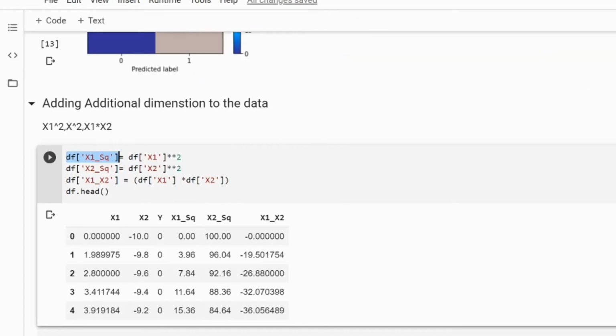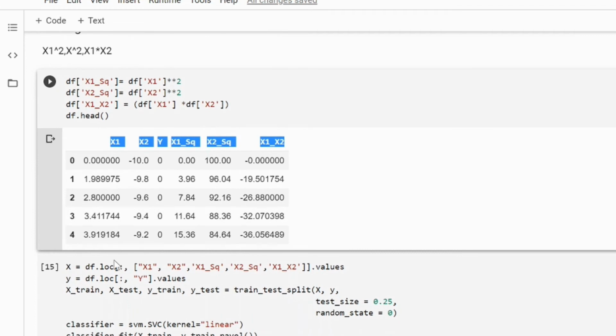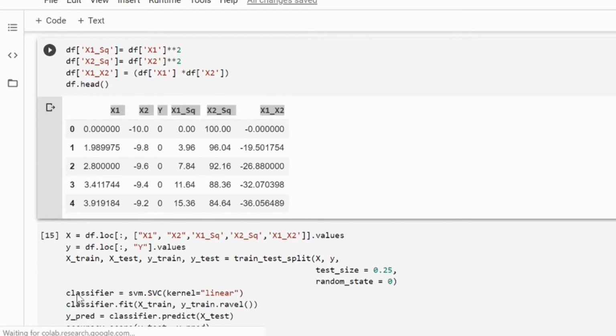If you see the code over here, I have added three more terms to our data frame. The first one is x1 square, that is nothing but the square of the first column. Then we have x2 square, then we have the multiplication of these two columns. So these three features I have added, and now as you can see, it has become a 5-dimensional data set. We have x1, x2, the squares of both the terms, and the multiplication of both the terms, and we have one y. Now we will take all these 5 dimensions and feed them into a linear classifier, a simple SVM classifier.